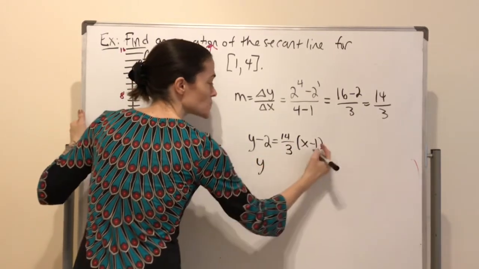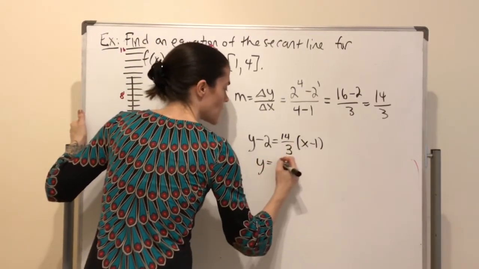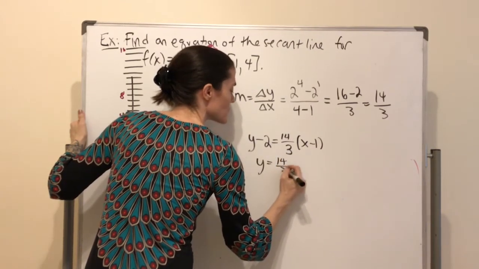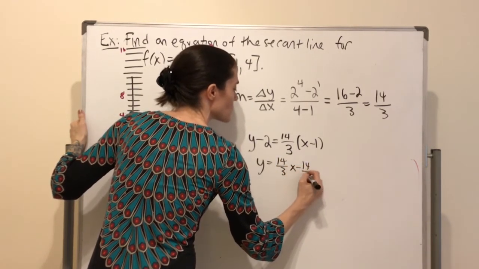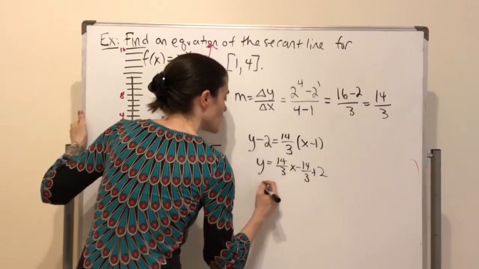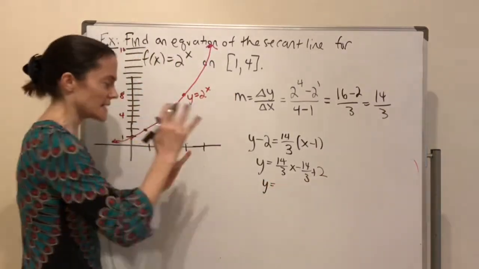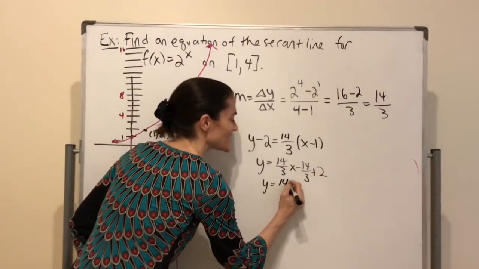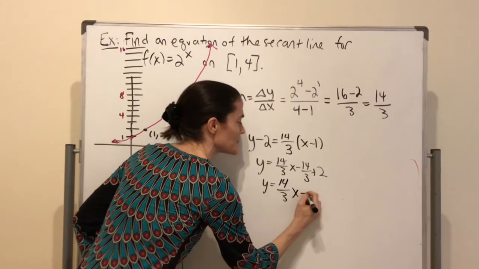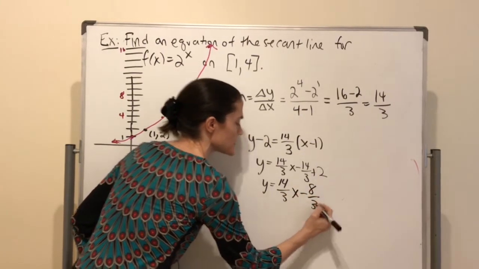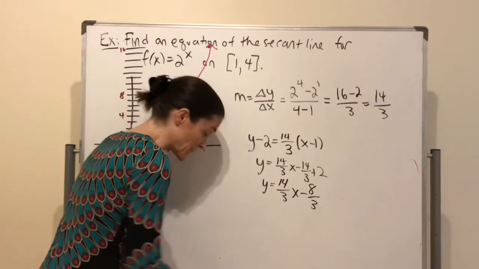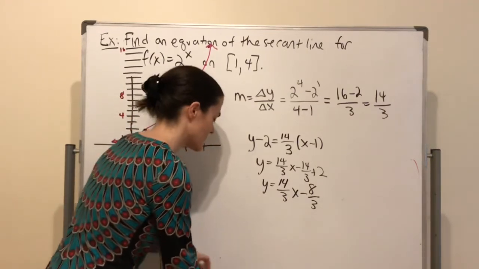And then this would be, well, I'll do both and then I'll label it. This is 14/3 x minus 14/3 plus 2. 2 is 6/3. So we have 14/3 x minus 8/3. So let me label these two different types.